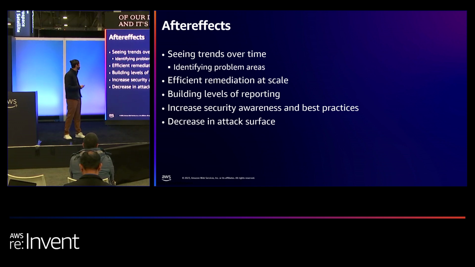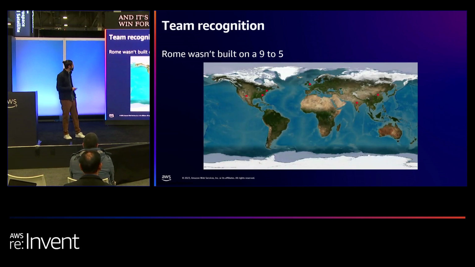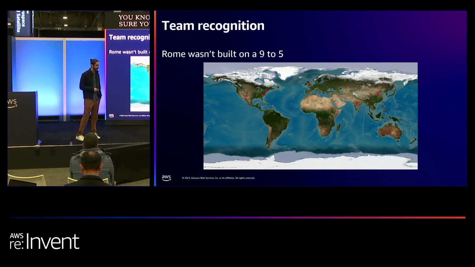So with that being said, we just have some team recognition here. A famous quote, I'm sure you're all familiar with, Rome wasn't built in a day, but this is what we say around the office: Rome wasn't built on a 9 to 5. We have guys all over the world, men and women, completely dedicated. They eat, sleep, and breathe security. That's all we do. We've got multiple locations here in the US, and we're over in Ireland, India, China. So we're always following the sun. Somebody's always awake watching this stuff, making sure that all of our data is nice and secure.